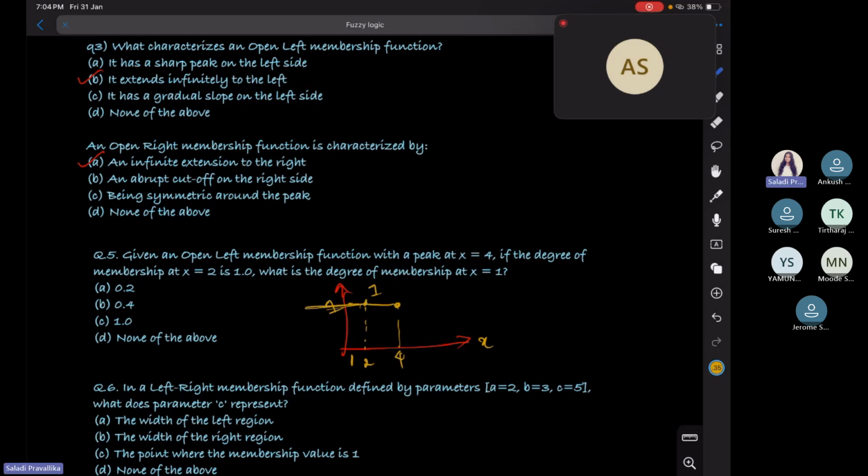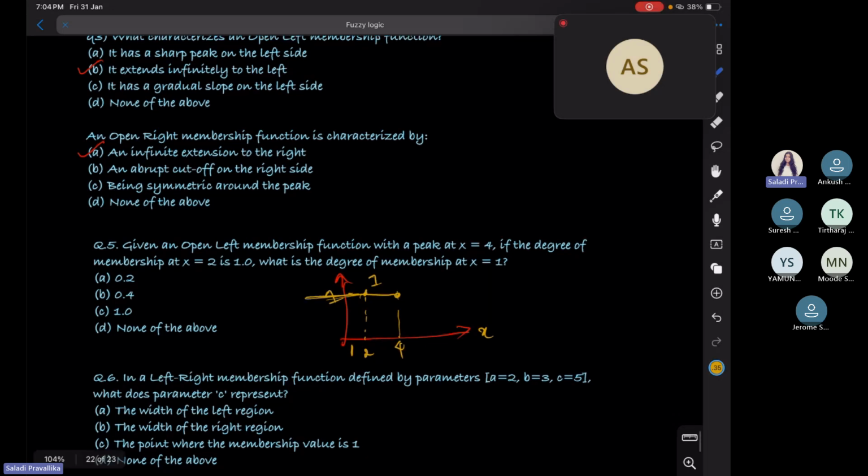We have it said that at x equal to 4 we have the peak, and at x equal to 2 the membership value is 1. Then what will it be for x equal to 1? And it is given that it is an open left membership function. Hence, this is the graph of it, right? So for x equal to 1, we'll have the membership value of 1.